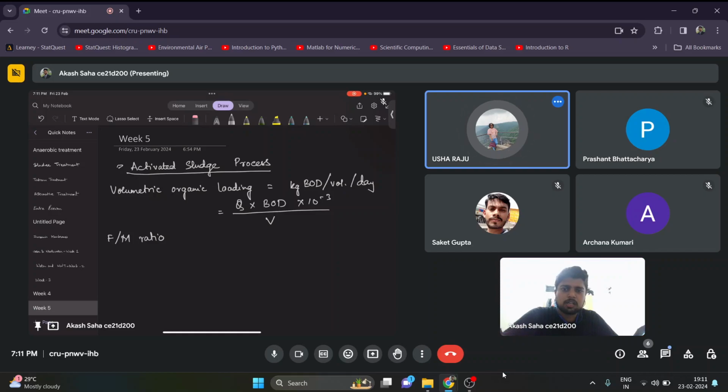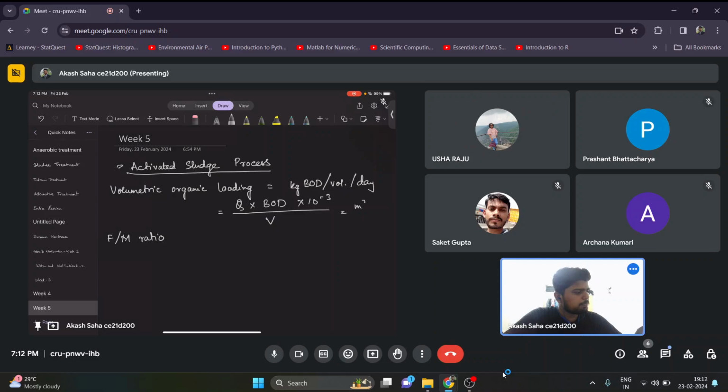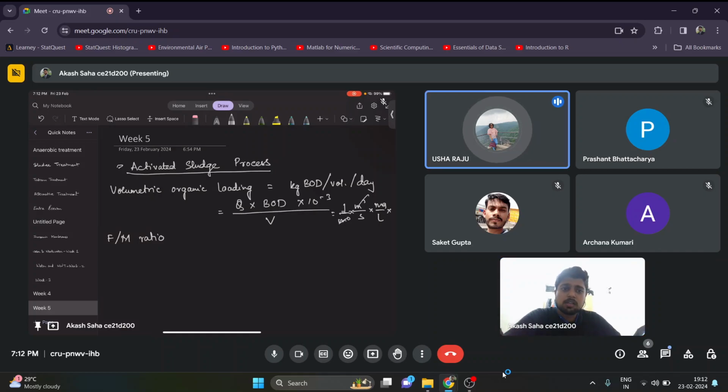What will be the unit in this case? Q times the BOD times 10 raised to minus 3. The unit will be Q in meter cube per second into milligram per liter, divided by the volume. So it will be mass per volume. It can be in liters or meter cube, per second or per day, like that.